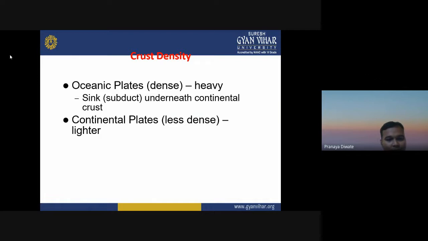You have two plates, oceanic plate and continental plate. The oceanic plate is more dense, whereas the continental plate is less dense.